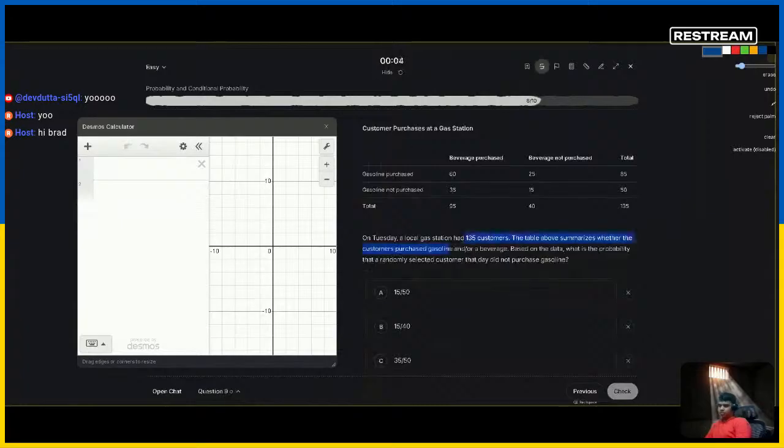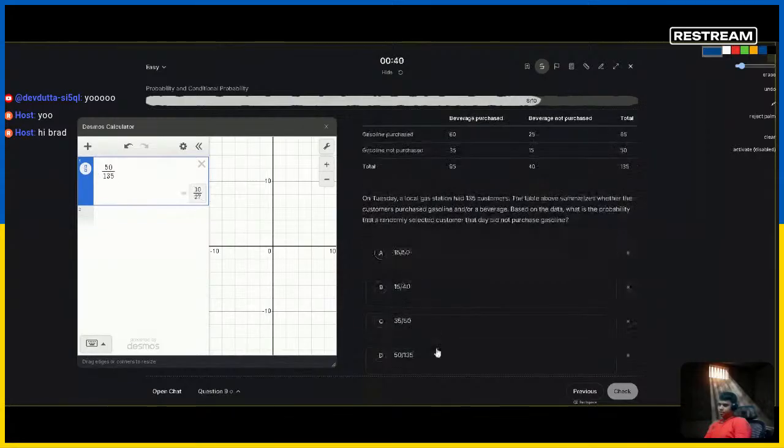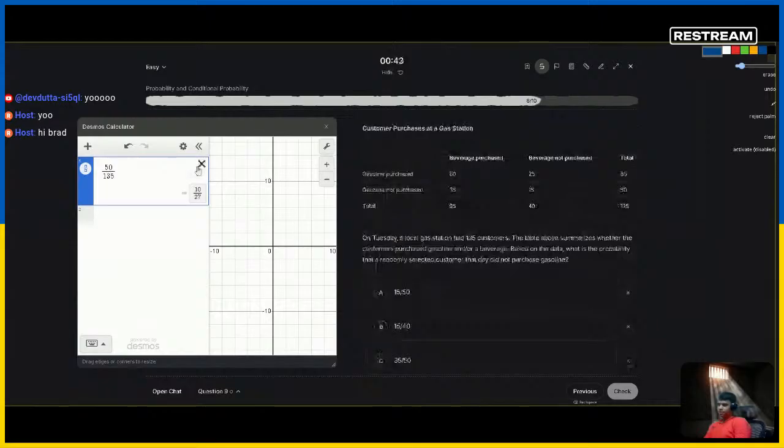On Tuesday, a local gas station had 135 customers. The table above summarizes whether the customers purchased gasoline or a beverage. Based on the data, what is the probability that a randomly selected customer that day did not purchase gasoline? Did not purchase gasoline. So it's 50. So it's 150 over 135, which gives us 10 over 27, which is none of these. Yay!